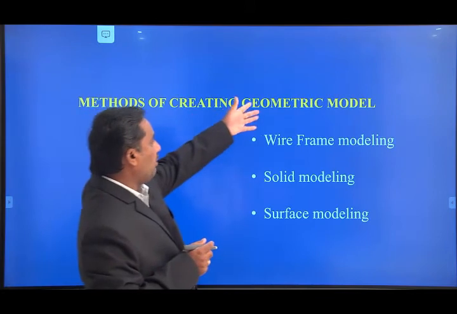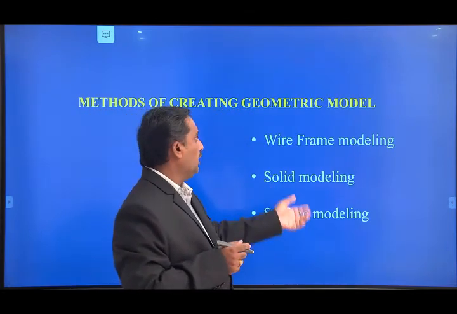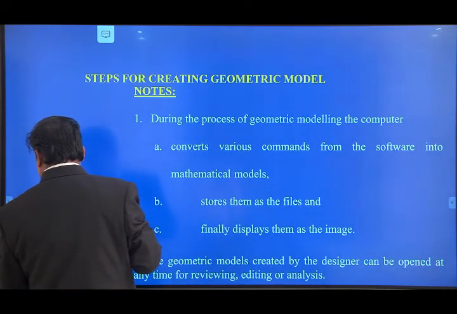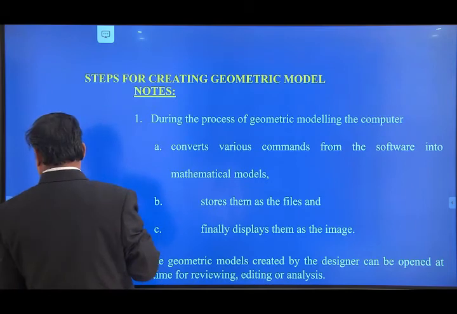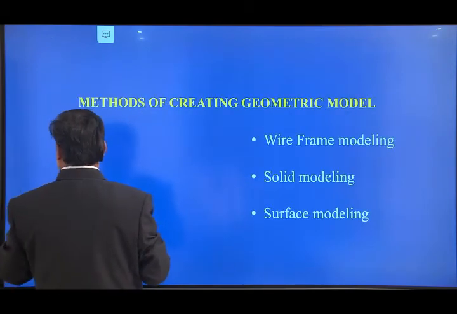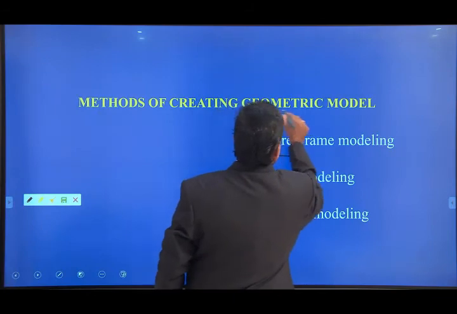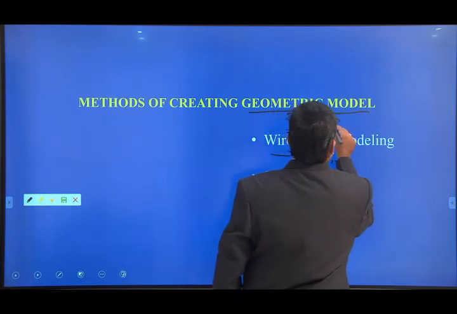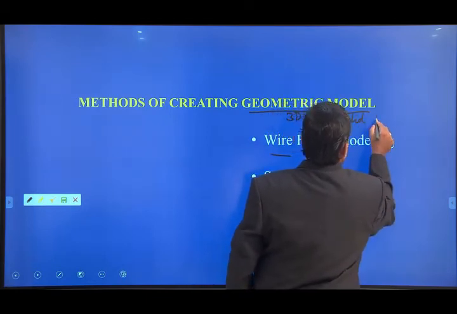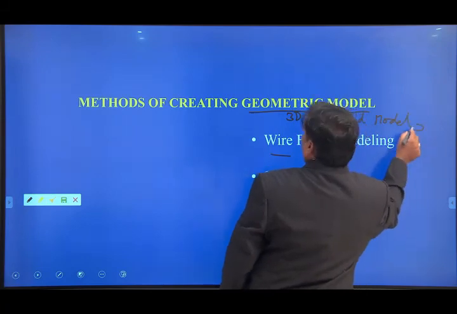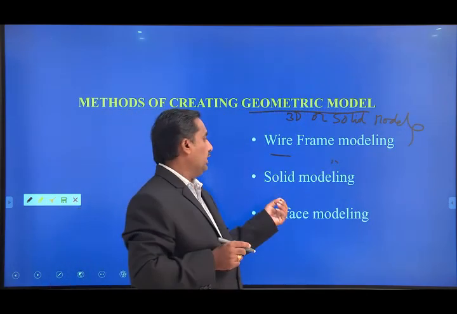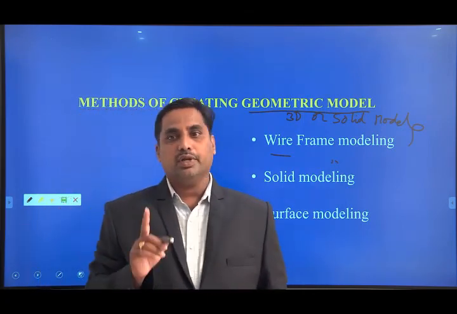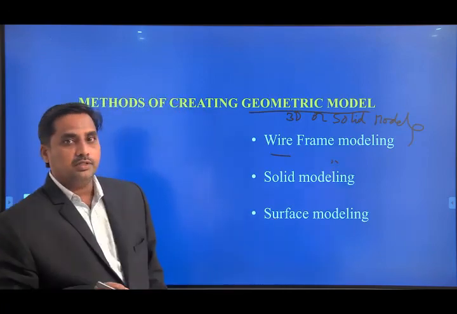Next, methods for creating geometric models: wireframe modeling, solid modeling and surface modeling. Here you can think that geometric modeling is nothing but the creation of solid models. Geometric modeling means we have to create 3D solid models. What are the different approaches? Majorly there are three approaches: wireframe modeling, solid modeling and surface modeling. By using these three types of modeling techniques, you can create 3D objects. We can deal with that in the next class. Thank you very much.